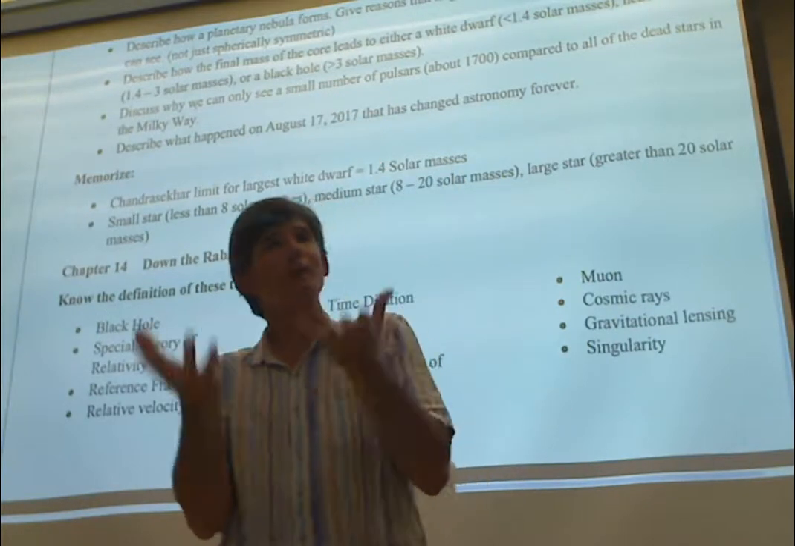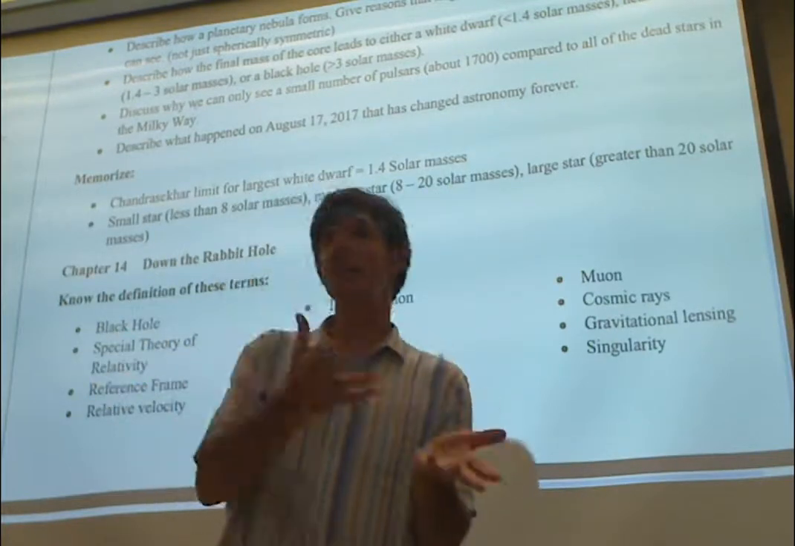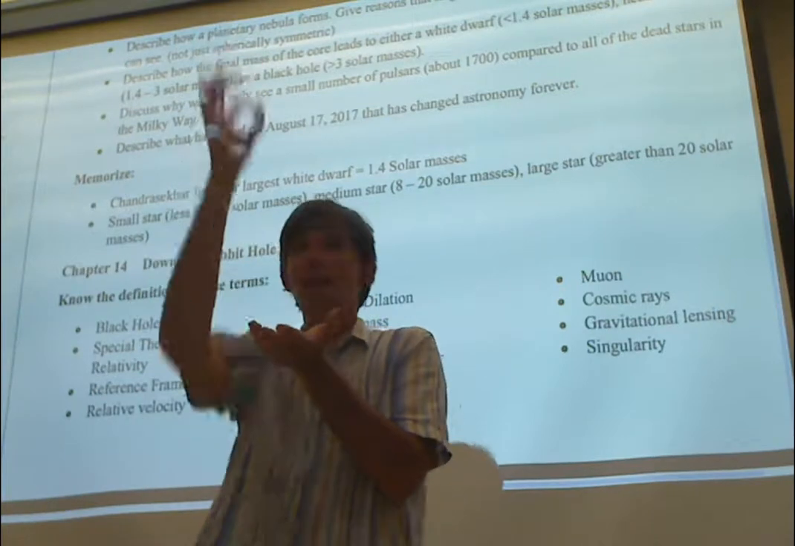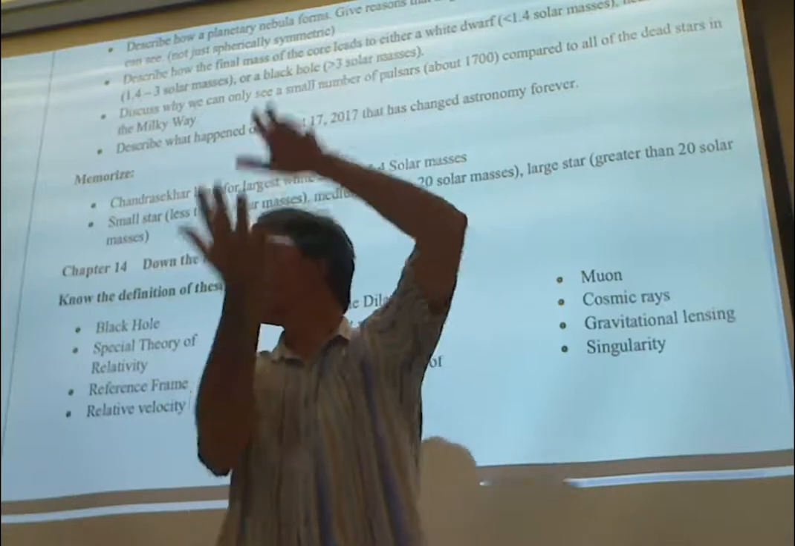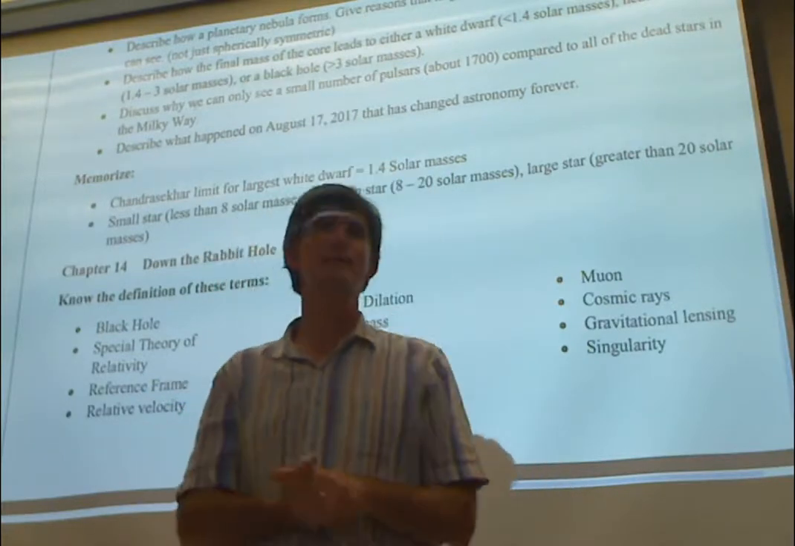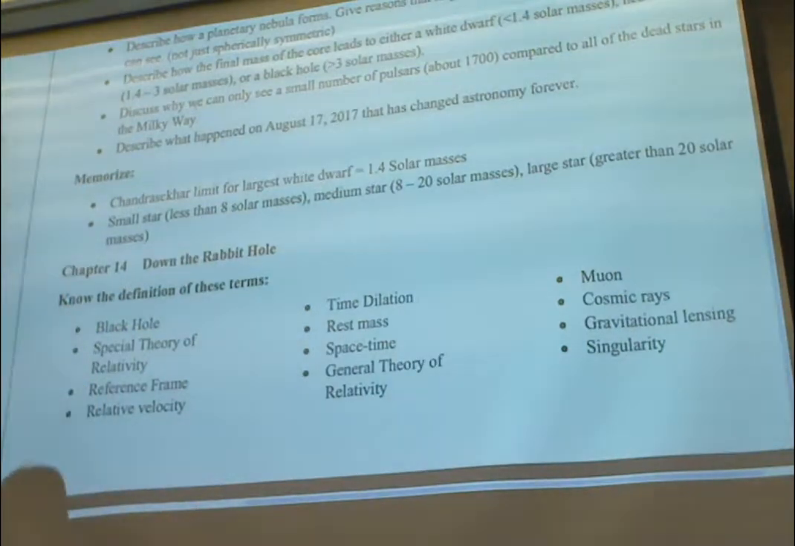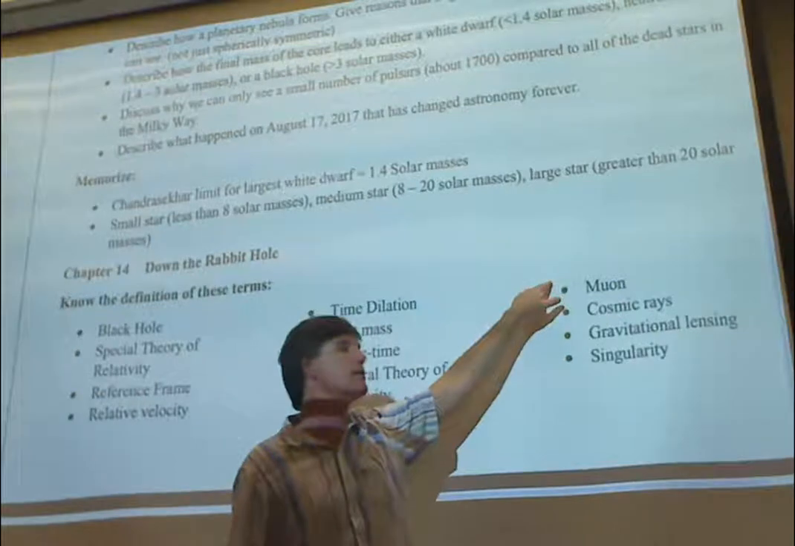And when you calculate how many should make it to the surface, it works perfectly. Special relativity predicts the right number of muons at the surface. So they shouldn't live, but because of time dilation, they live long enough to make it all the way down to the surface, and we measure them. And these are actually being measured all the time on the surface of the Earth. Okay, so cosmic rays gave us muons, which make it down to the surface of the Earth.